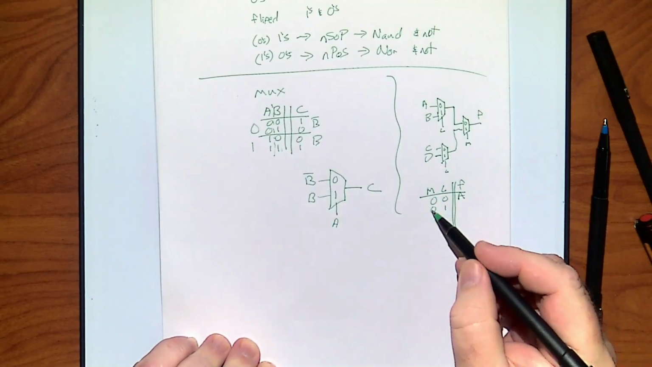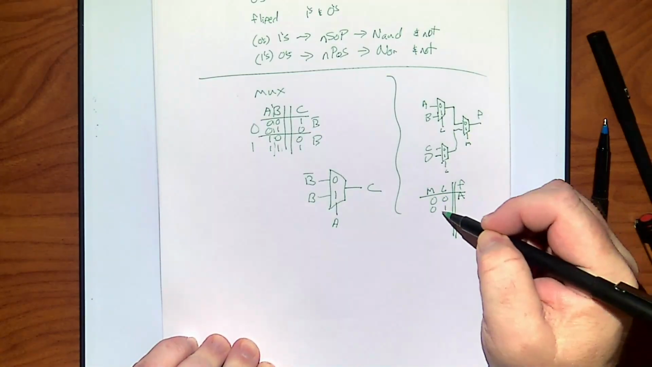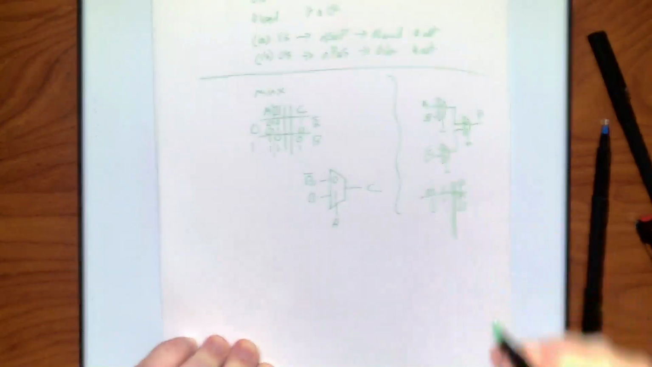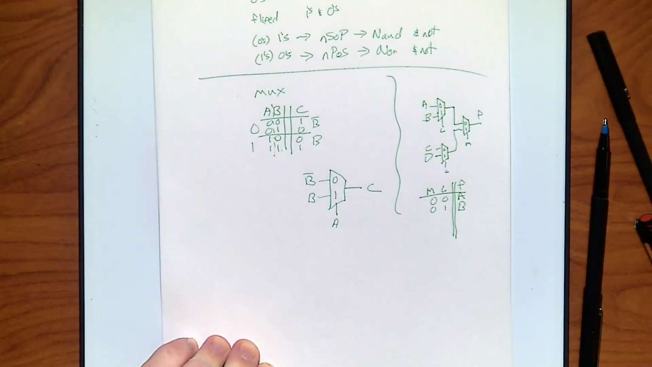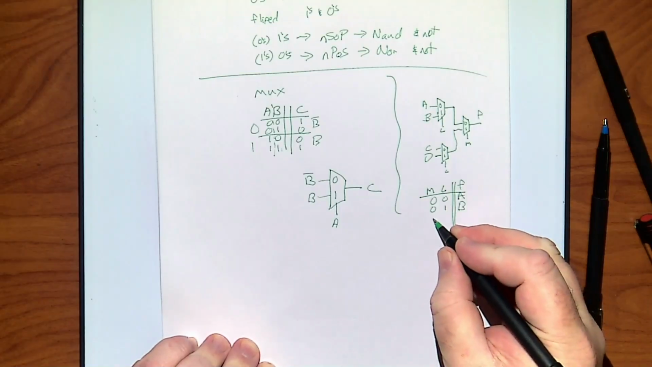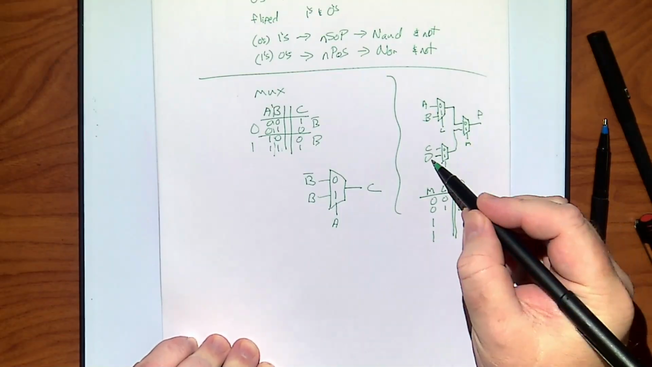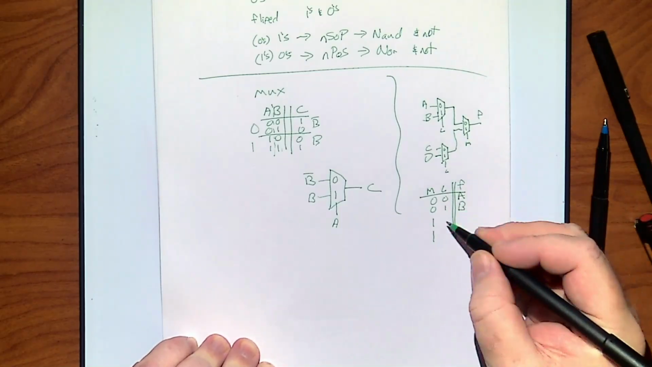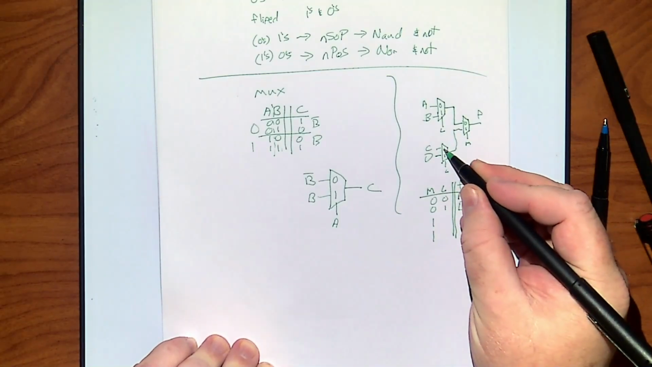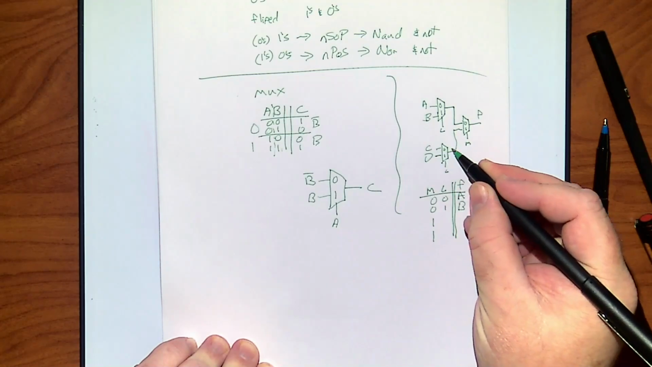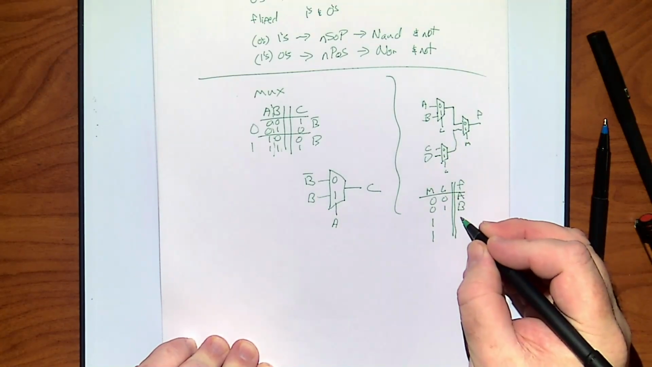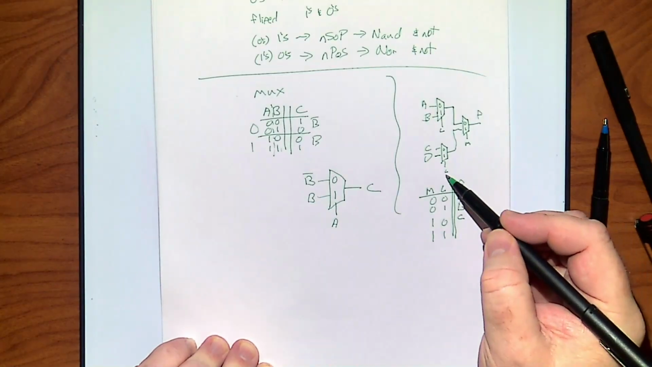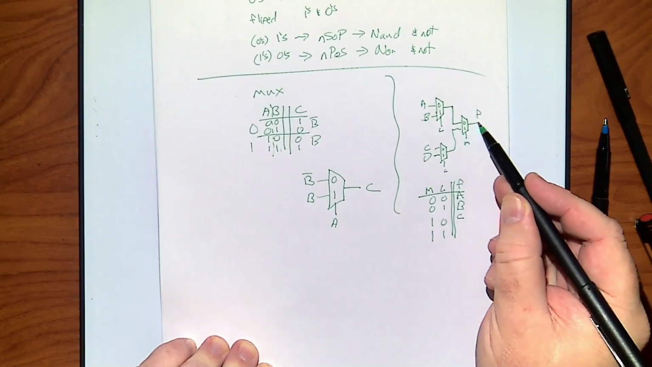Right? If M is a 0, I'm reading from this, and L is a 1, B goes all the way through. If M is a 1, I'm reading from the bottom gate. Okay? So if M is a 1 and L is a 0, then this line gets through, so C goes out. And if M is a 1 and L is a 1, D goes out.